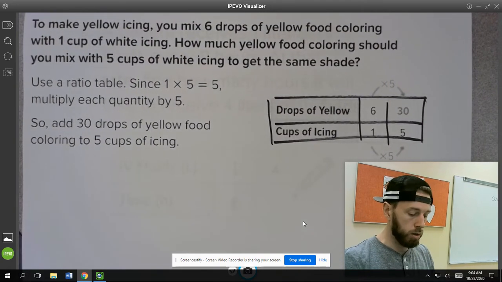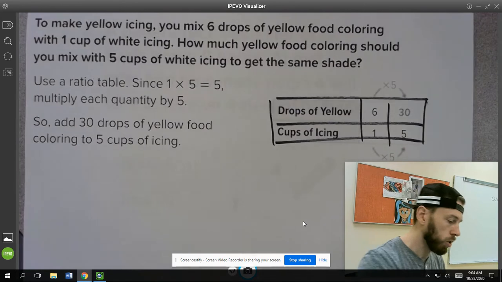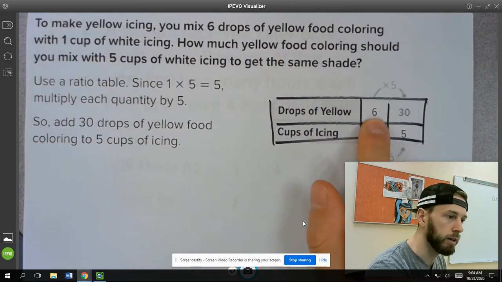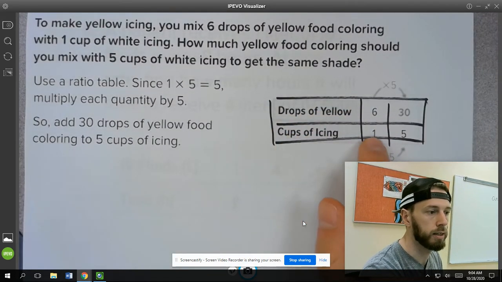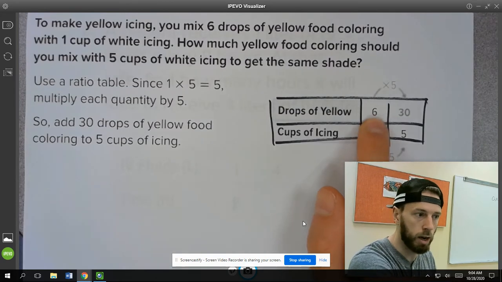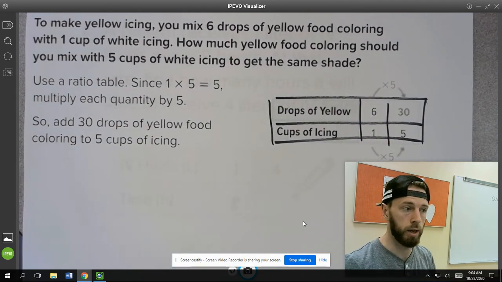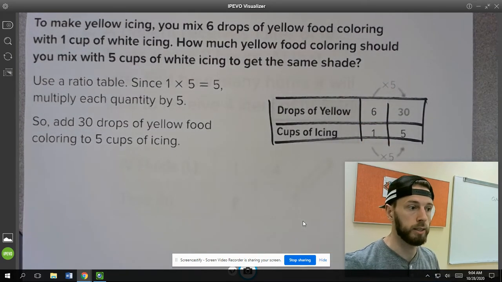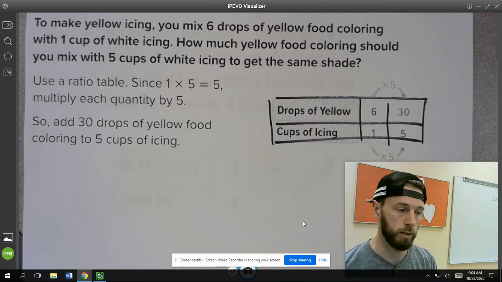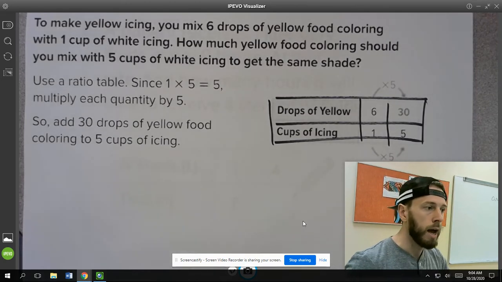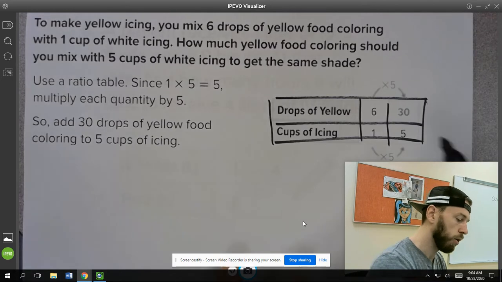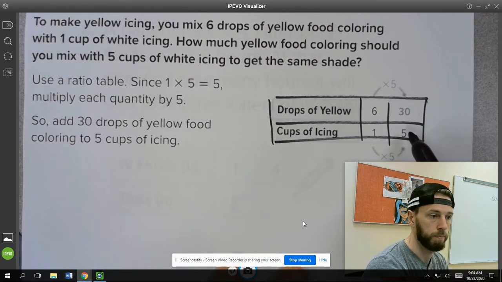Well, we know we need 6 drops for 1 cup. So we would literally put the drops we would need right here, 6, and the cups of icing we need, which is 1, right? 6 drops for every 1. That's a ratio, right? And it's actually a unit rate, right? 6 drops per cup of icing. Now the question would be, how many drops would you need for 5 cups of icing?